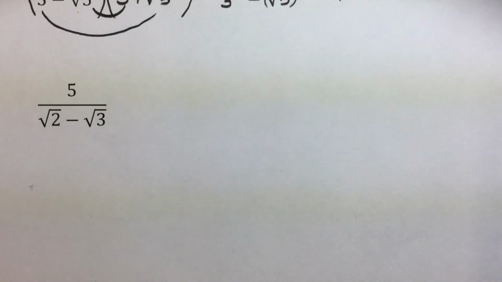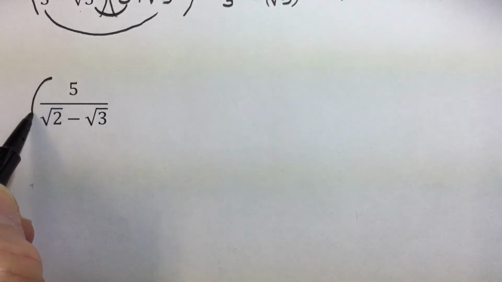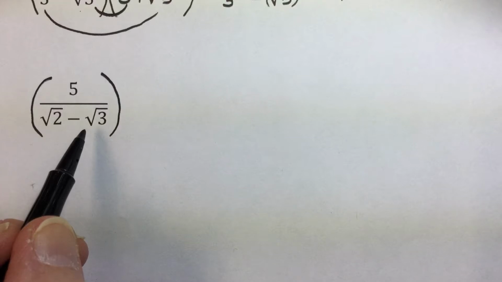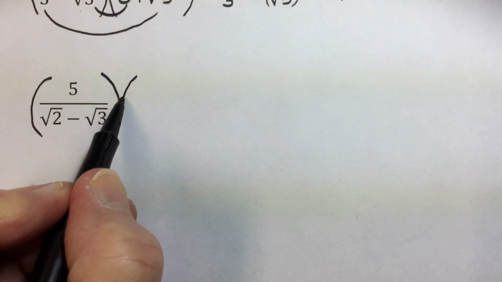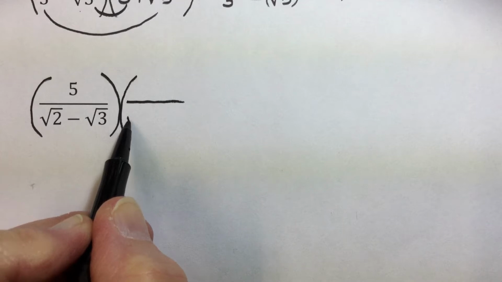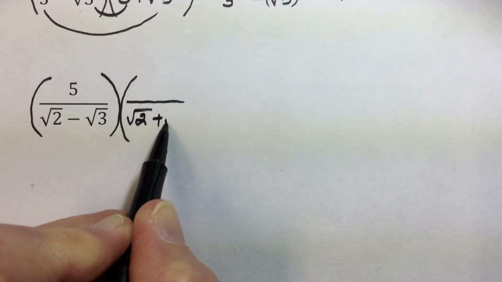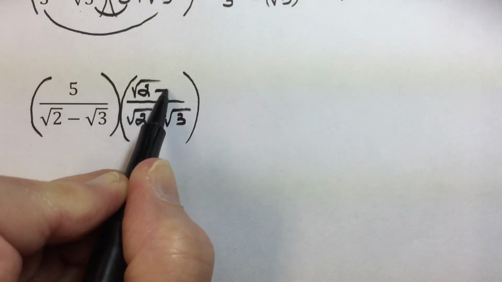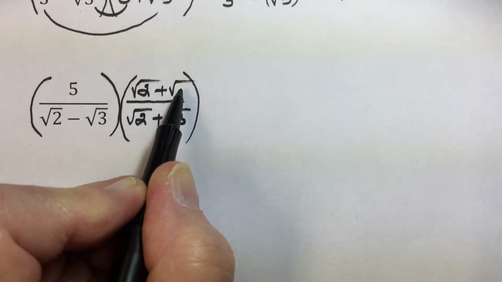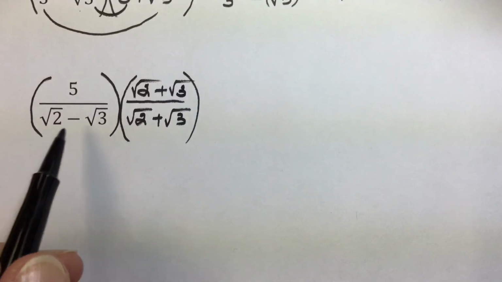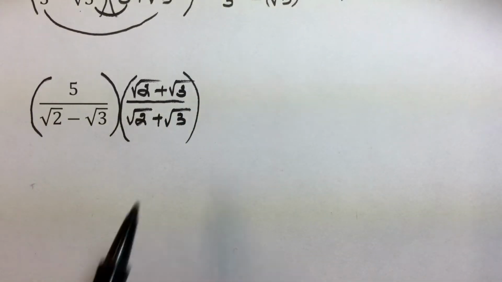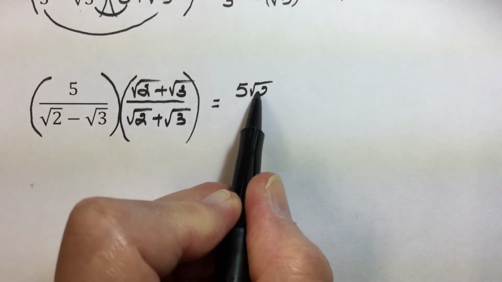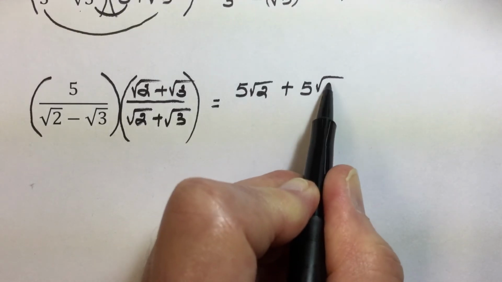Here's another example, similar approach. The only way to get rid of that irrational number, since it's a 2-term denominator, is to multiply by a form of 1, which is the conjugate of that denominator. So in this case, multiply numerator and denominator by the square root of 2 plus the square root of 3, the conjugate of the denominator. In the numerator, we have the distributive property. We'll have 5 times the square root of 2 plus 5 times the square root of 3.